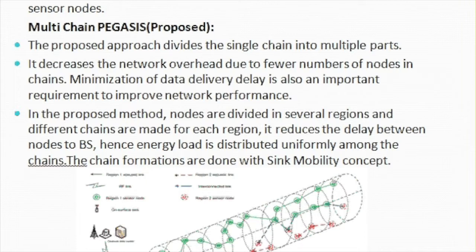Minimization of data delivery delay is also an important requirement to improve the network performance. In this proposed method, the nodes are divided into several regions and different chains are made for each region, which reduces the delay between the nodes and the base station. Hence, the energy load is distributed uniformly among the chains.